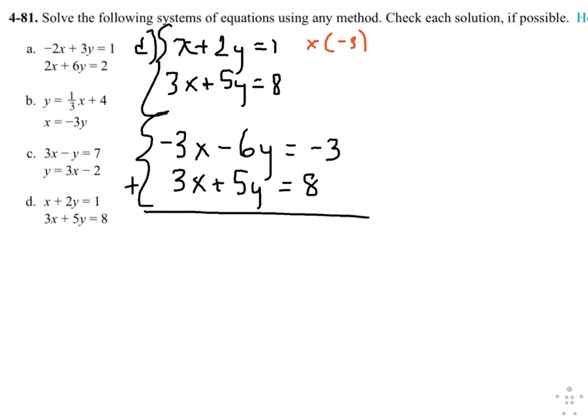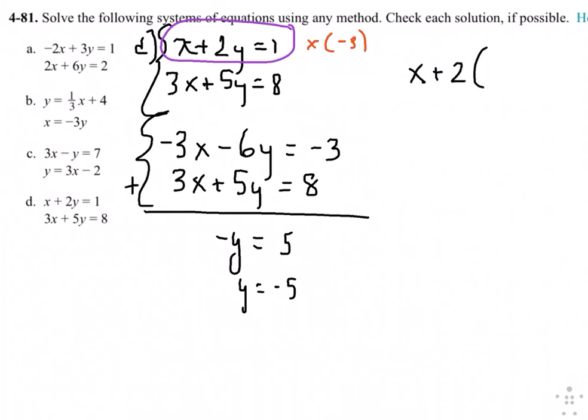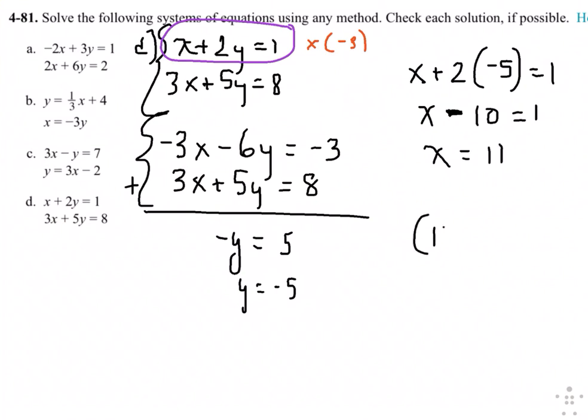Now we can add. So negative 3 and 3 is 0. Negative 6 and 5 is negative 1y. And negative 3 and 8 equals 5. So we get y equals negative 5 for this one. Then we have to substitute in. I'm going to substitute into this original because it looks the most simple. So I get x plus 2y, 2 times negative 5, equals 1. X minus 10 equals 1. X equals 11. So as an ordered pair, this is 11, negative 5.